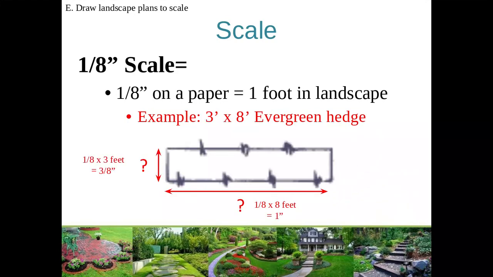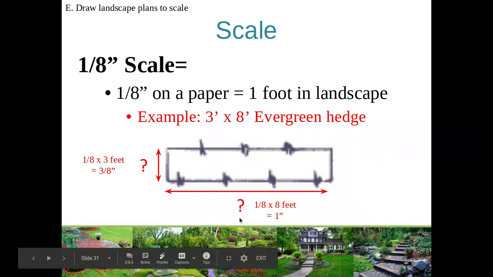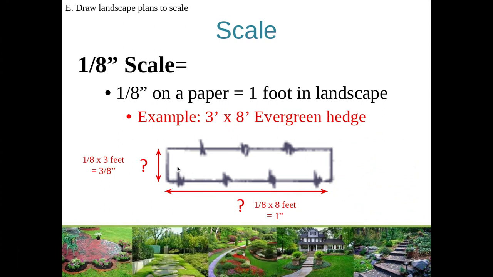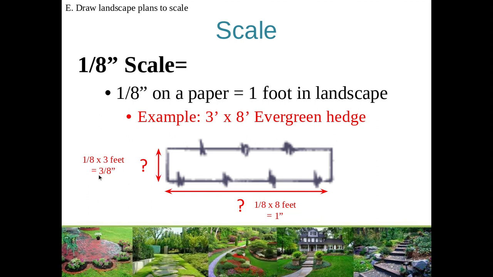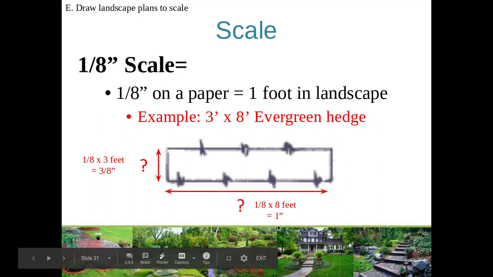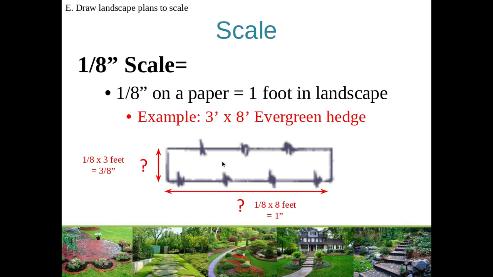Okay, here's another example, a 3 foot by 8 foot evergreen hedge in real life would be 3/8 of an inch wide, okay, and 8 feet long, right? You're just doing 1/8 times 3 equals 3/8. 1/8 times 8 equals 1 inch, okay? So hopefully that makes some sense.